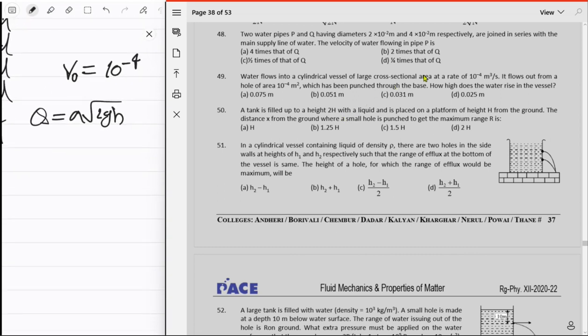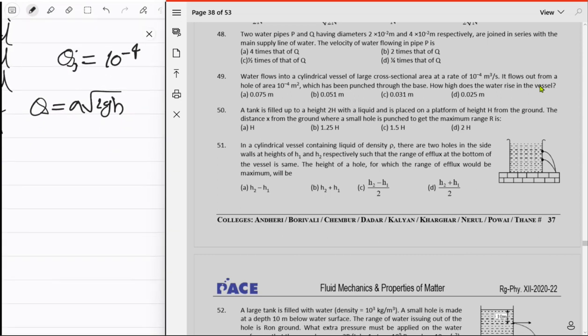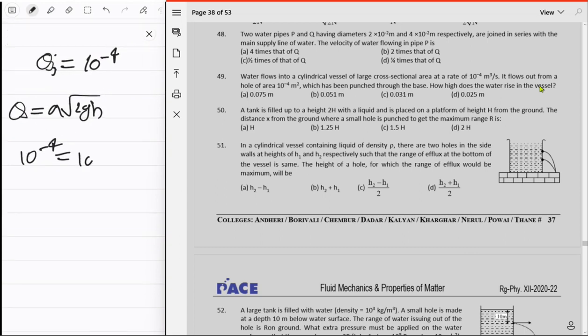So small a, that is just equal to our Q. So cross-sectional area of what? They didn't actually tell us, but they did tell us this thing: it flows out from a hole of area this. Oh no, it's not V naught, it's still Q that they gave us, because it says meter cube per second, not just meter per second. So Q is this. So 10 power negative 4 is equal to the area it's flowing out from, just 10 power negative 4 as well, and then you got square root of 2gh.